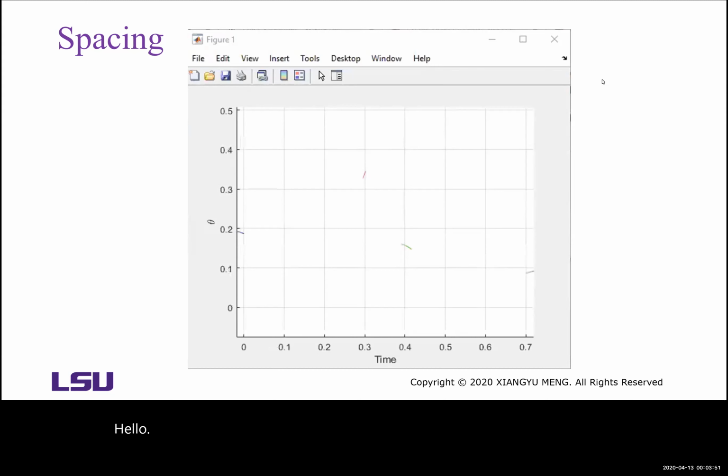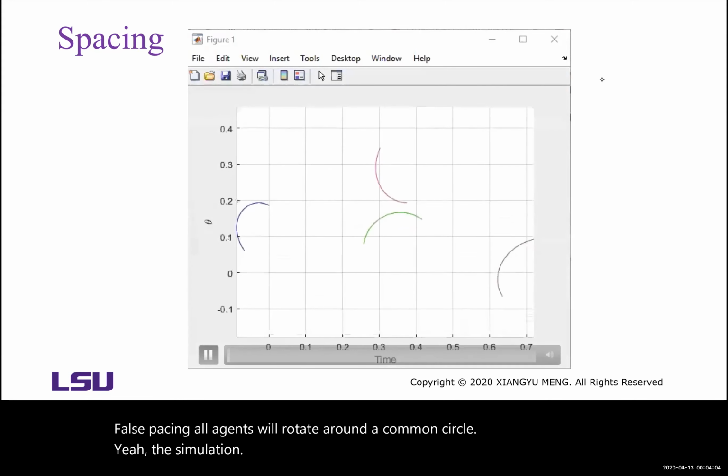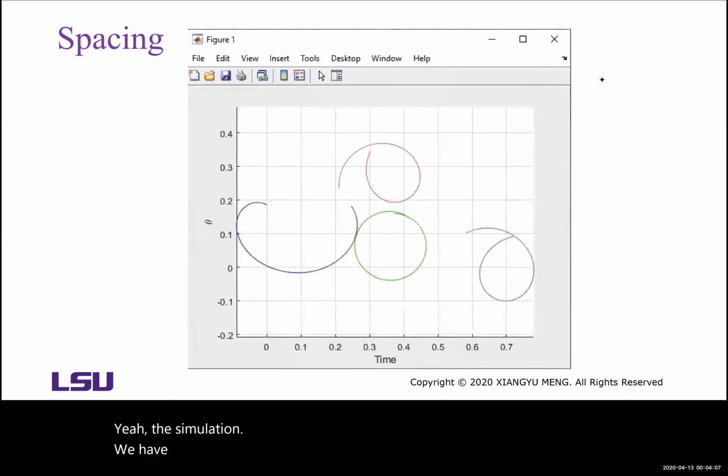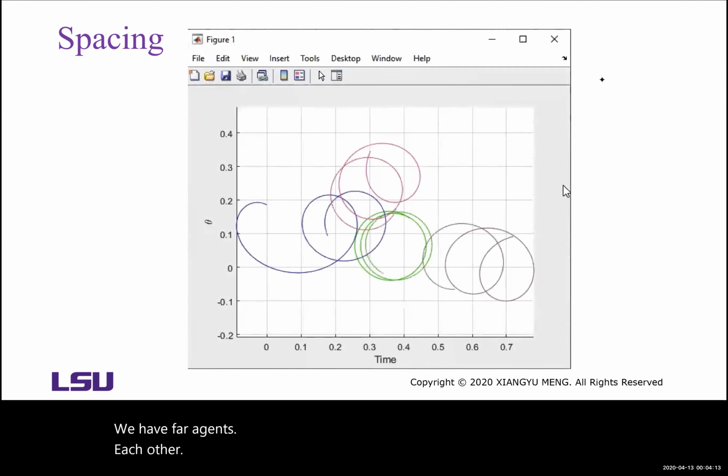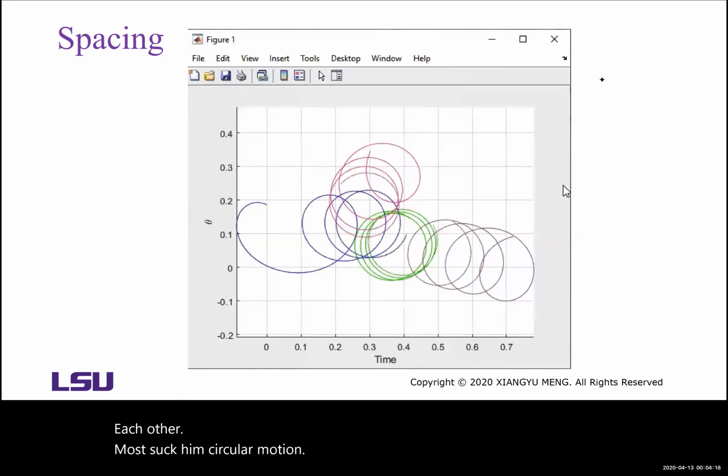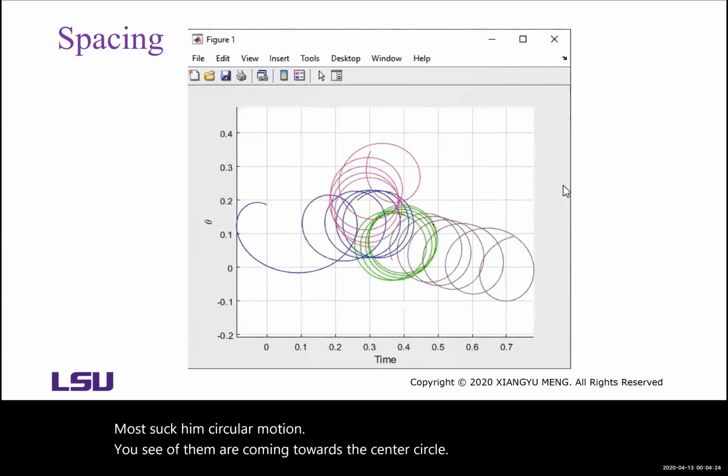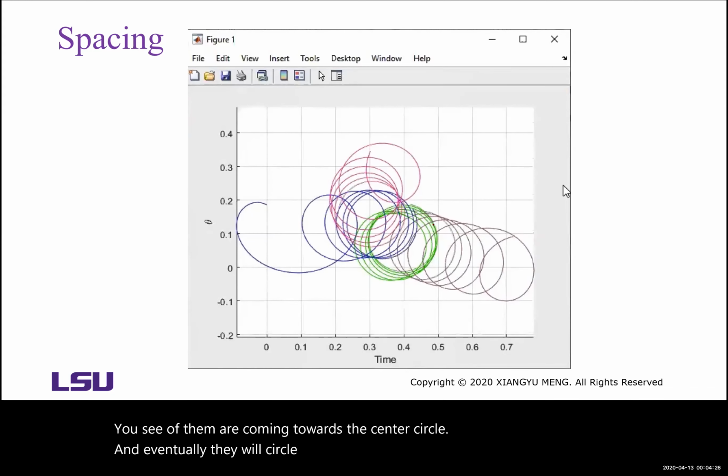Now let's talk about spacing. For spacing, all agents will rotate around a common circle. First, let's look at the simulation. We have 4 agents. Each of them moves in circular motion. You see, all of them are coming towards the center circle, and eventually they will circle around the same center with the same radius.